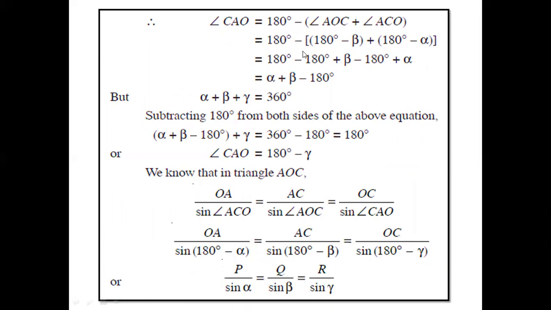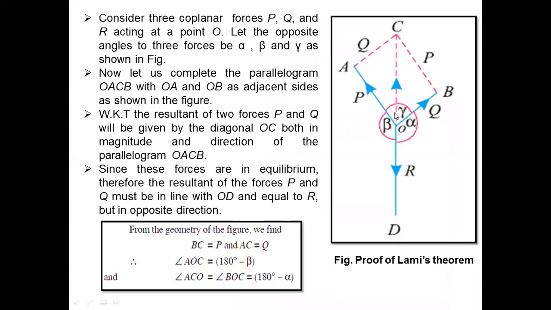If we simplify it, 180 minus beta is the angle at AOC and 180 minus alpha is the angle at ACO. If you simplify further, we will get alpha plus beta minus 180 degrees as the angle made by the A point. Here you see the angle made by point O is equal to 180 minus beta, the angle made at point C is equal to 180 minus alpha, and the angle made at A point is equal to alpha plus beta minus 180.